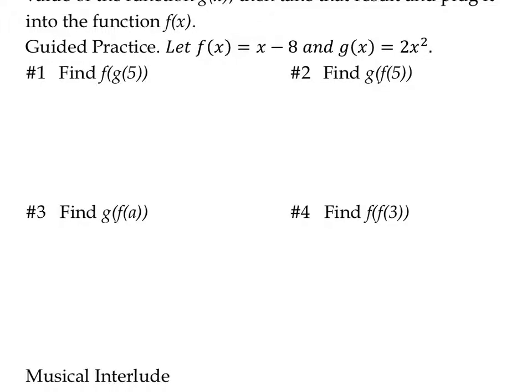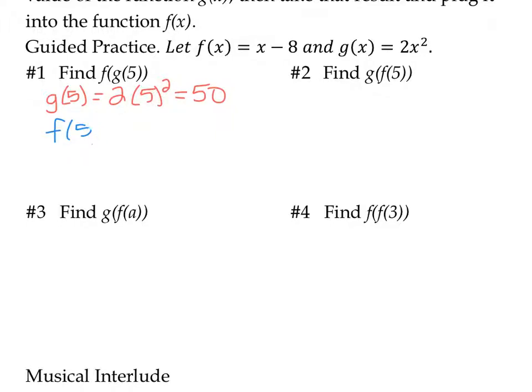First, we're going to find g of 5. So g of 5 means we're going to take a 5 and plug it into the g of x function. So 2 times 5 squared. 5 squared is 25 times 2 is 50. So now we're going to take this value of 50. G of 5 is 50. So now we're doing f of 50, because g of 5 has a value of 50. So now we're going to take f of 50, not 5, 50.